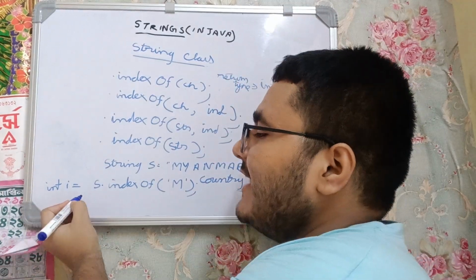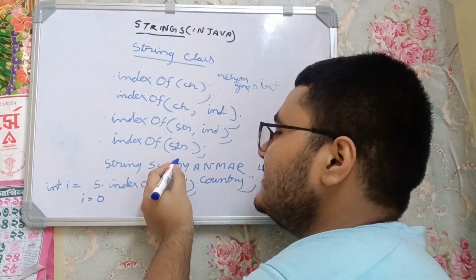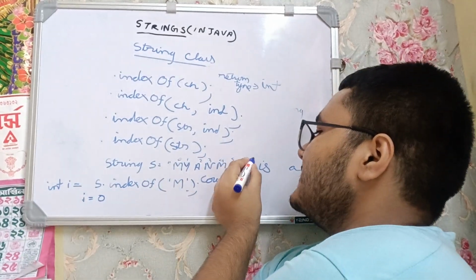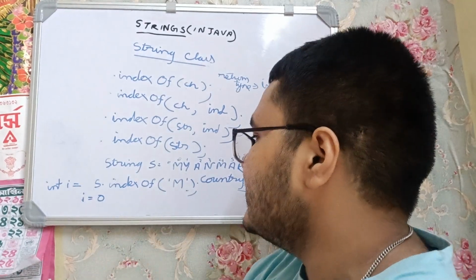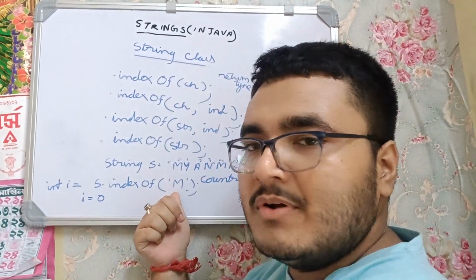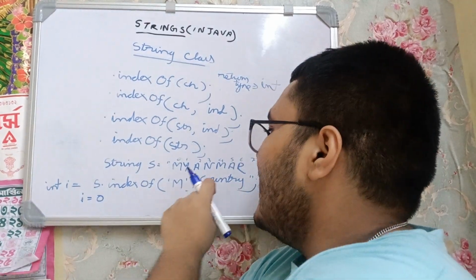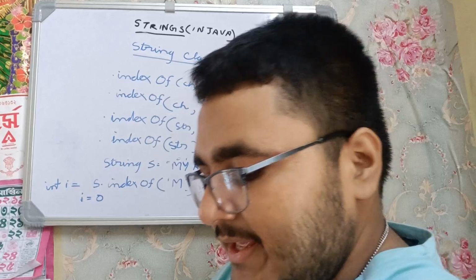So what will be the value of i? i will be equal to 0, because see, it is 0, 1, 2, 3, 4, 5, 6, and then the blank space is 7, and so on. The index continues up to the end of the sentence. So m is at 0.